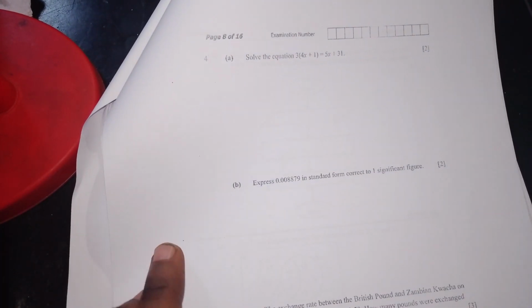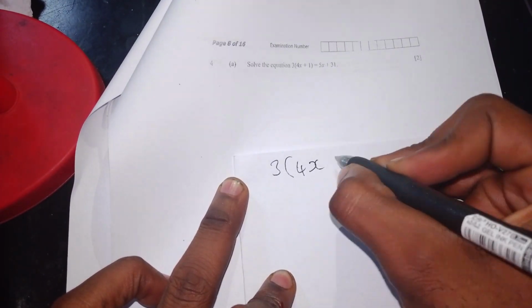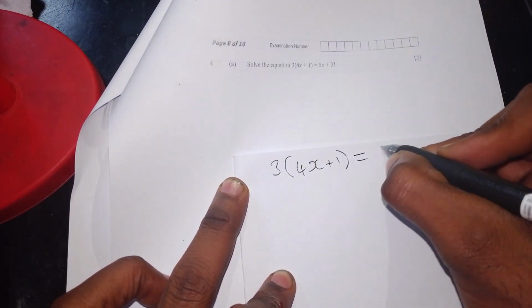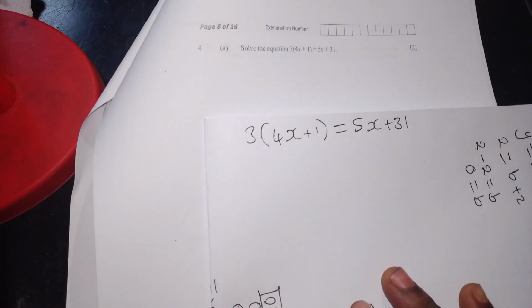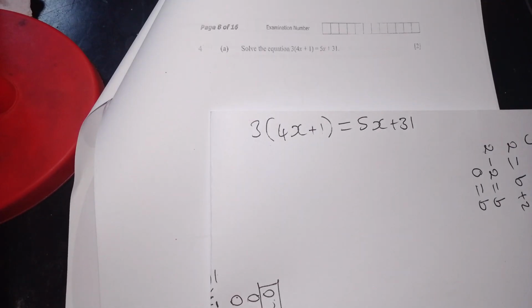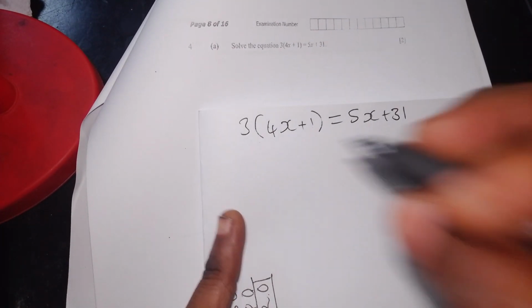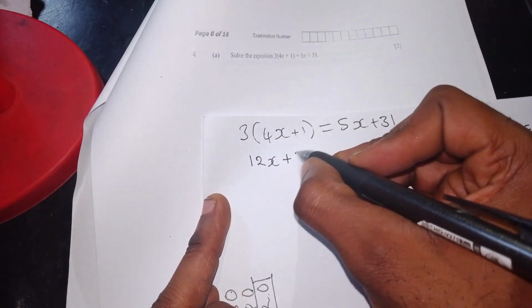So we have an equation here, and the equation is 3 open brackets 4x plus 1 is equal to 5x plus 31. So to solve for x here, according to BODMAS, we must expand first. We need to get rid of the brackets. So this by this will be 12x. This by this will be a 3.